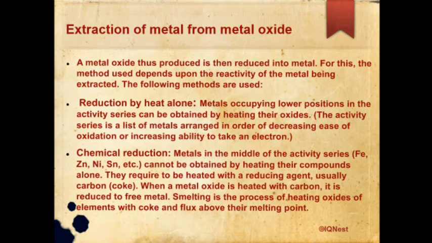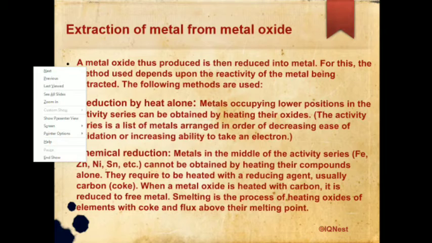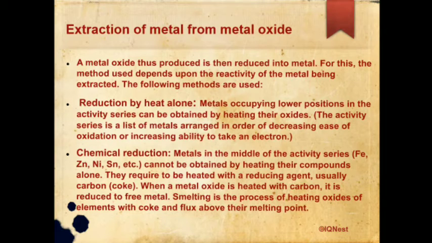The next process of reduction is chemical reduction. Metals in the middle of the activity series, that is Fe, iron, zinc, nickel and tin, that is Sn, etc., cannot be obtained by heating their compounds alone. That is, they cannot be extracted by the reduction by heat alone. So the chemical reduction method is used. They require to be heated with a reducing agent, usually carbon, that is coke. When a metal oxide is heated with carbon, it is reduced to free metal. Smelting is the process of heating oxides of elements with coke and flux above their melting point. So that is the chemical reduction process.